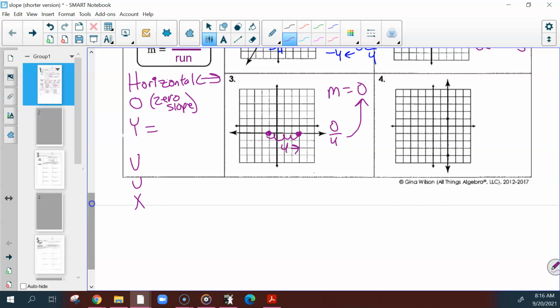The other one is vertical, so up and down. Undefined slope, x=. If I know I'm looking at a vertical line, I should have an undefined slope always. And to shorten it, you could just put u and v.